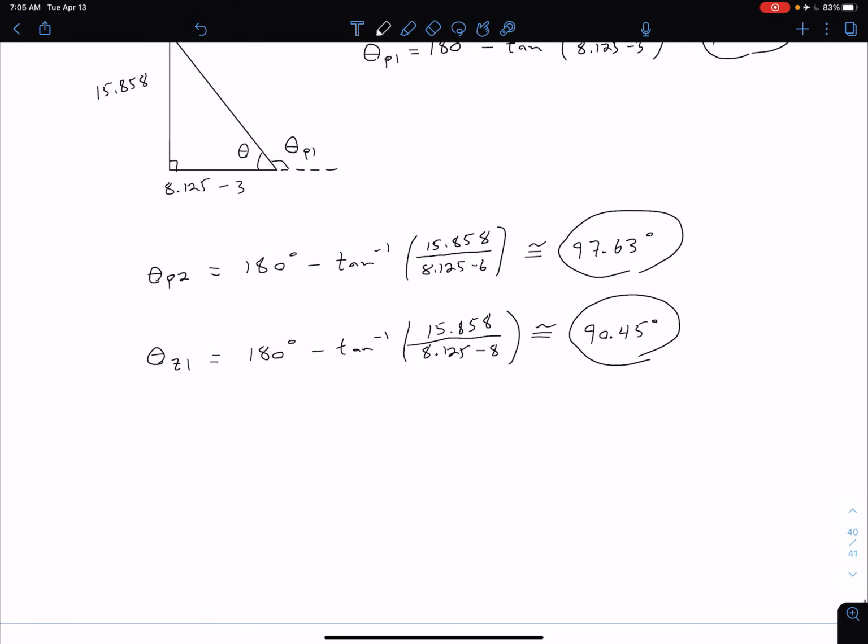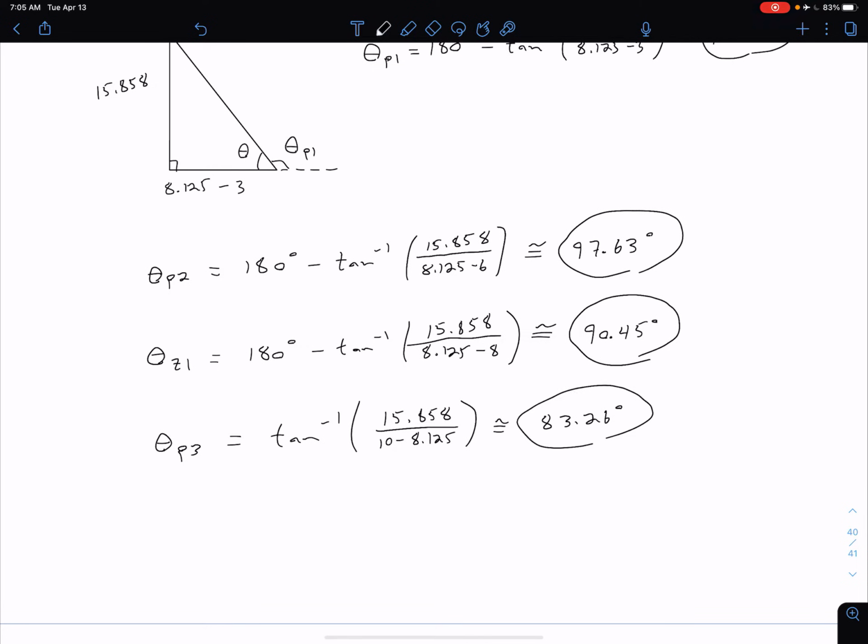Finally, we look at our theta P3. This one is a little bit different because the angle is inside of that triangle. So we get the inverse tangent of 15.858 divided by 8.125 minus, sorry, I've got that backwards. We're switching it up a little bit, so now it's 10 minus 8.125. We plug that in to evaluate, and we get approximately 83.26 degrees.